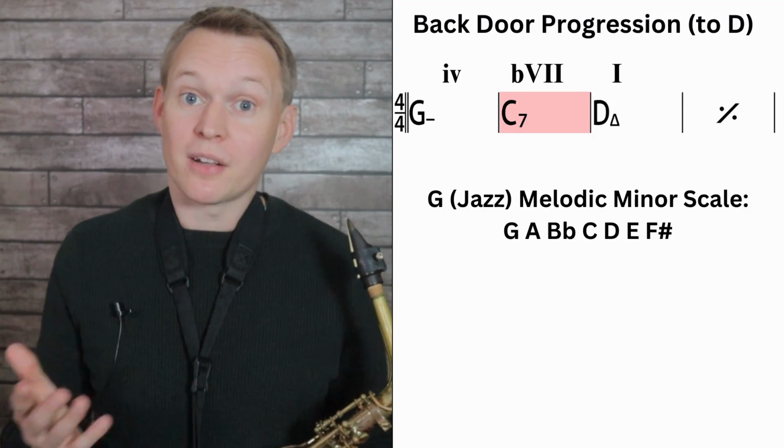Now, there's actually 2 other places where you're going to use a similar sound. We're going to be using the G melodic minor scale when we're on a C7 chord. The first one is over a backdoor progression.